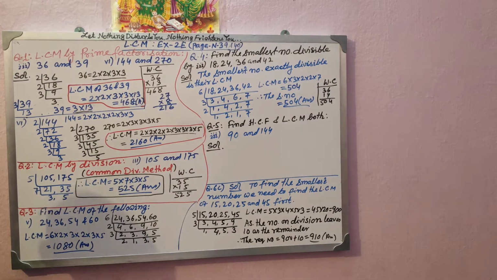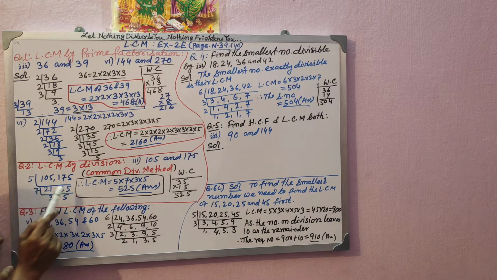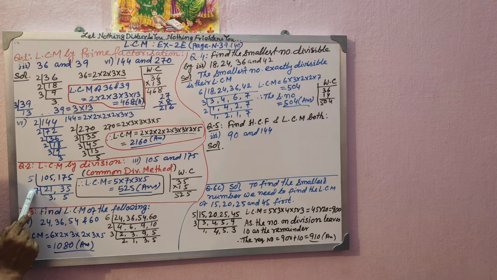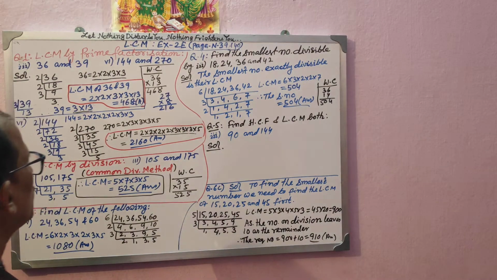But for HCF, all the numbers have to be divided. See, for HCF, this number was divided by 5 both and 7 both. So HCF would have been 5 into 7. Could you understand? But LCM will be multiplying these two numbers, and the other number also. Could you understand?